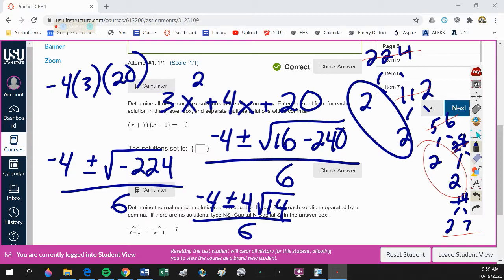Oh, and an i. So all of those share a 2. Notice I didn't touch the 14 on the inside, because it's not actually a 2 in there, it's the square root of 2. So, -2 plus or minus 2i root 14 over 3. And then you would just split those. You would do a positive version, comma, negative version. Make sense?